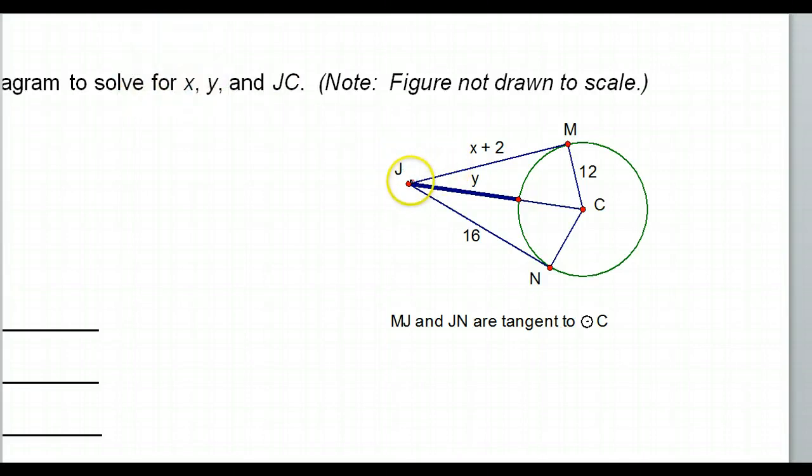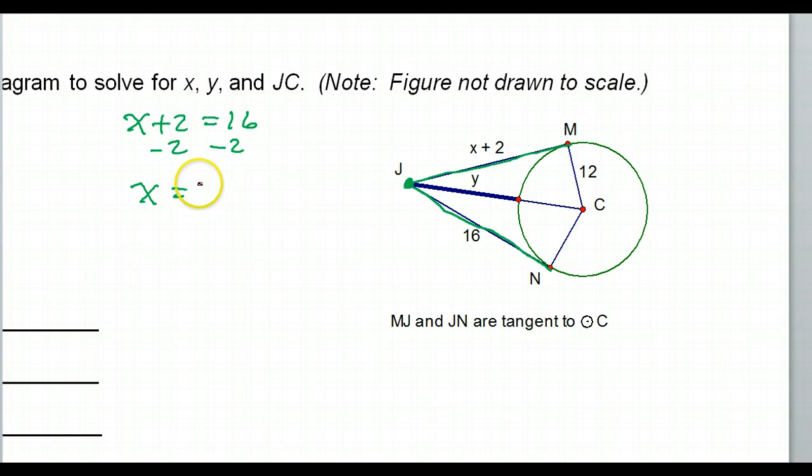If we look at JM, and then we look at JN, those tangent segments from the same point will always be equal. So we know that x plus 2 has to equal 16. So all we really have to do is subtract 2 from both sides. So that gives us x equals 14. Okay, so that's one answer right there.